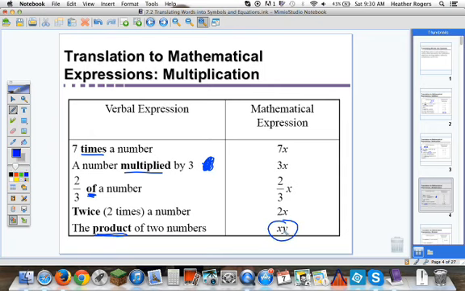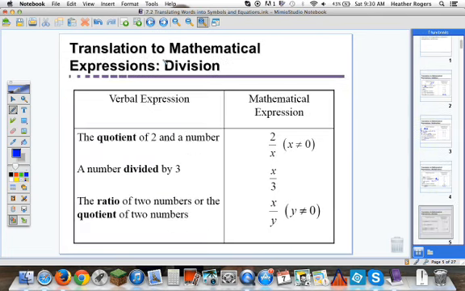Anytime they're variables, we don't need to have the multiplication symbol. If you feel comfortable, you can have a dot there, but x times y is just xy. Okay? You might see thrice. If you see the word thrice, it sounds like twice, but thrice would be three times. Okay?